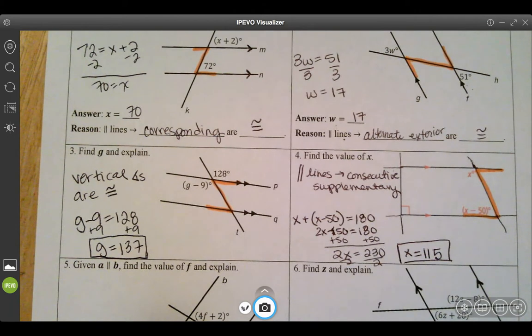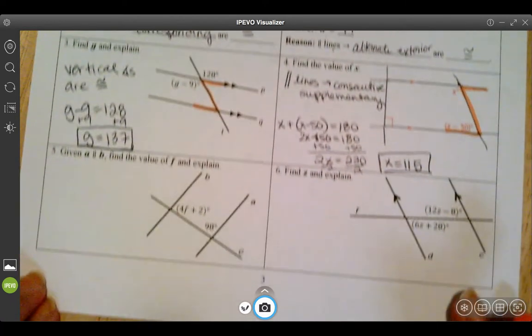So this is one example of why the z is helpful. It shows you what information you need to use and what information is extra or extraneous. We don't need it. Let's keep going. Number 5.